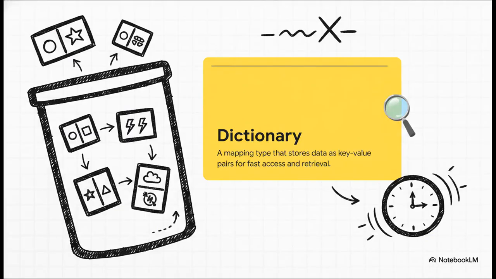Okay, so what is a dictionary, really? Well, technically, it's what's called a mapping type. Instead of storing things in a line, it stores them as key-value pairs. And the reason it's so incredibly fast? Under the hood, it uses this really clever system to figure out exactly where your data is based on its key. No searching involved. It just knows.